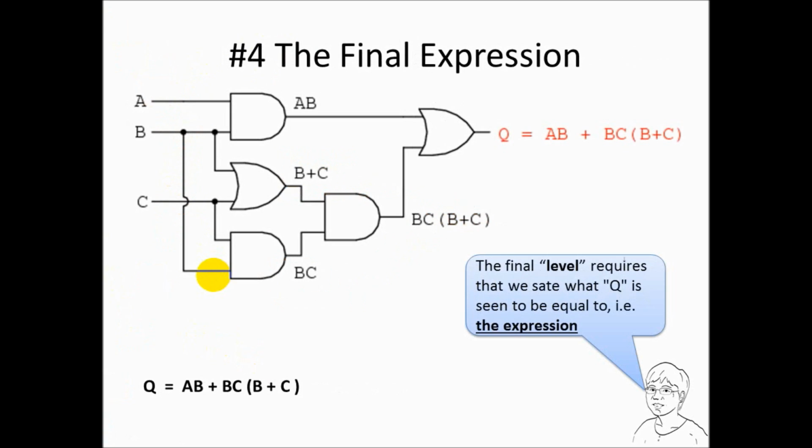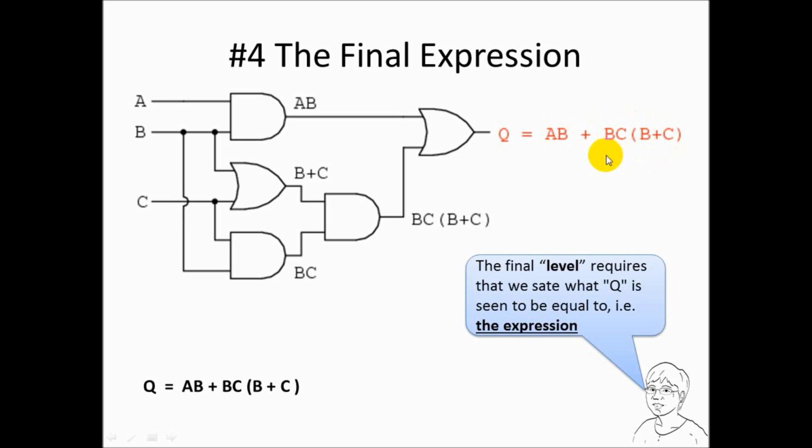Step 4, the final expression. The final expression is Q, i.e. the total output, equals AB plus BC in brackets B plus C. We know that's A and B, or B and C, B or C.